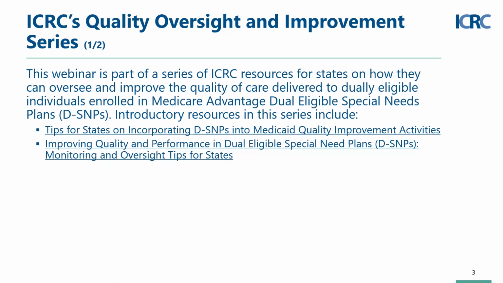The introductory resources in this series include a tip sheet for states on incorporating D-SNPs into Medicaid quality improvement activities that we released in October of 2023, and a webinar on improving quality and performance in D-SNPs that we released shortly thereafter. These resources are available on the ICRC website at integratedcareresourcecenter.com.